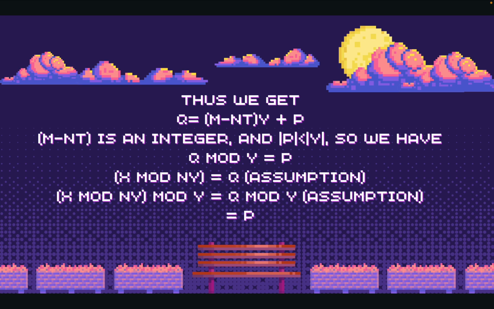So now we assume something. Since we know q mod y is equal to p, now we can assume that x mod ny is equal to q. I think you're getting this part, and we just assumed it. Just hold with me for the next part. Now we say that (x mod ny) mod y is equal to q mod y, which technically is p on the fourth line. So that proves our point, right?